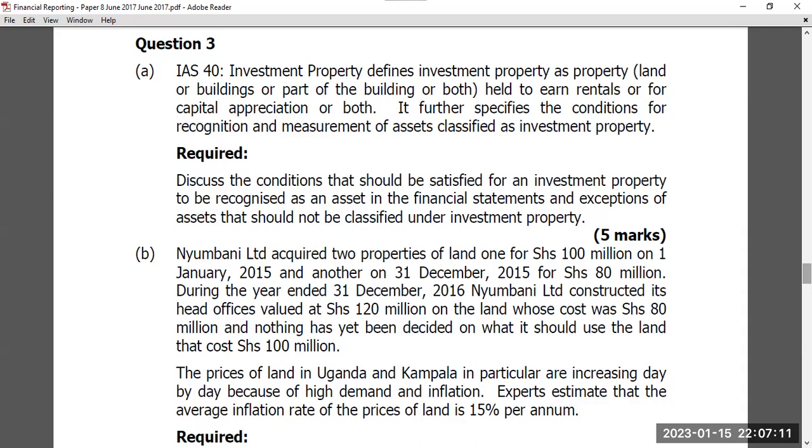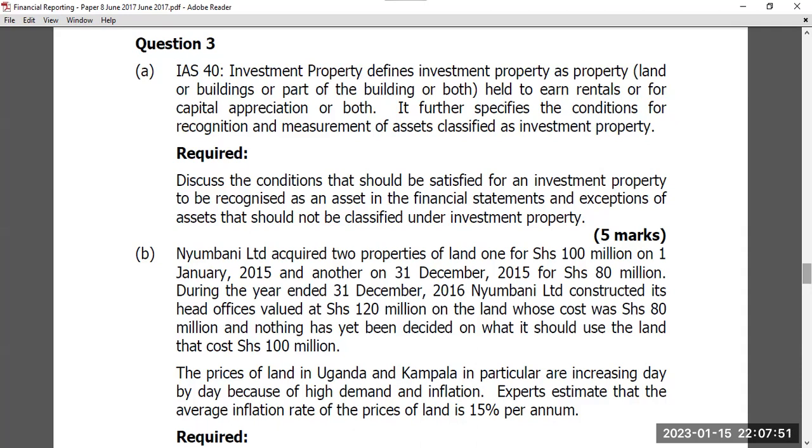We try to look at some of the properties that can't be classified as investment properties. We try to look at one of them. We say the owner occupied properties, or the properties that are being used by the organization itself to generate income within the organization, are accounted for under IAS 16, that is property, plant, and equipment.